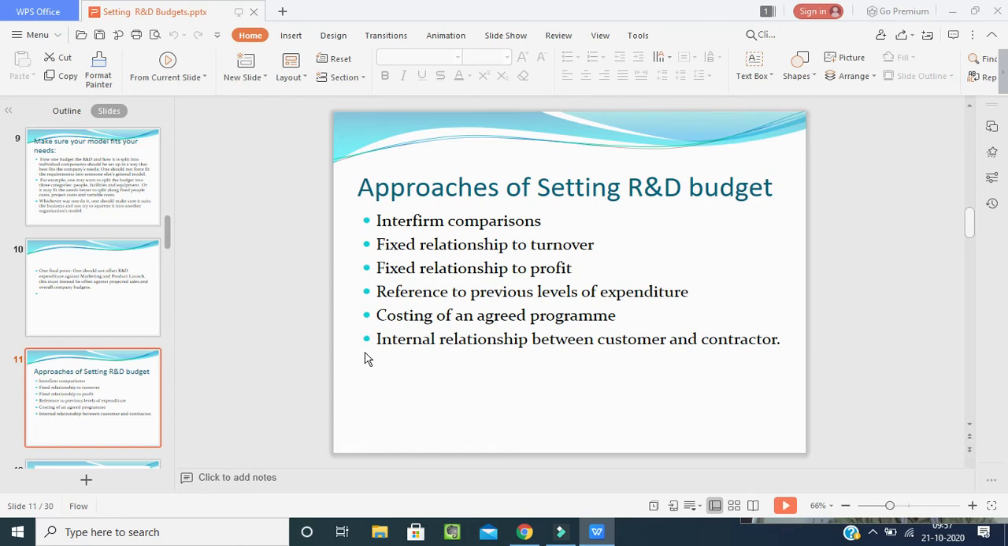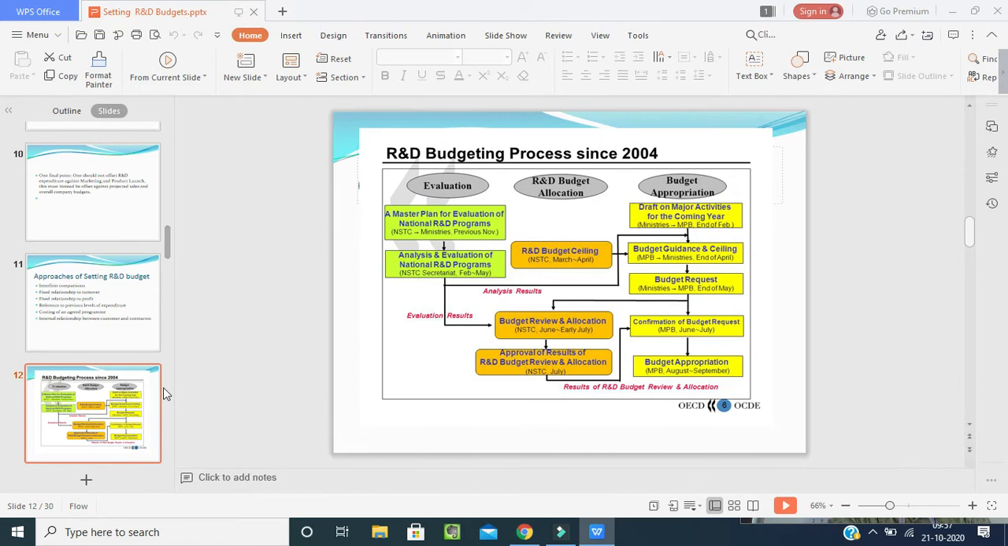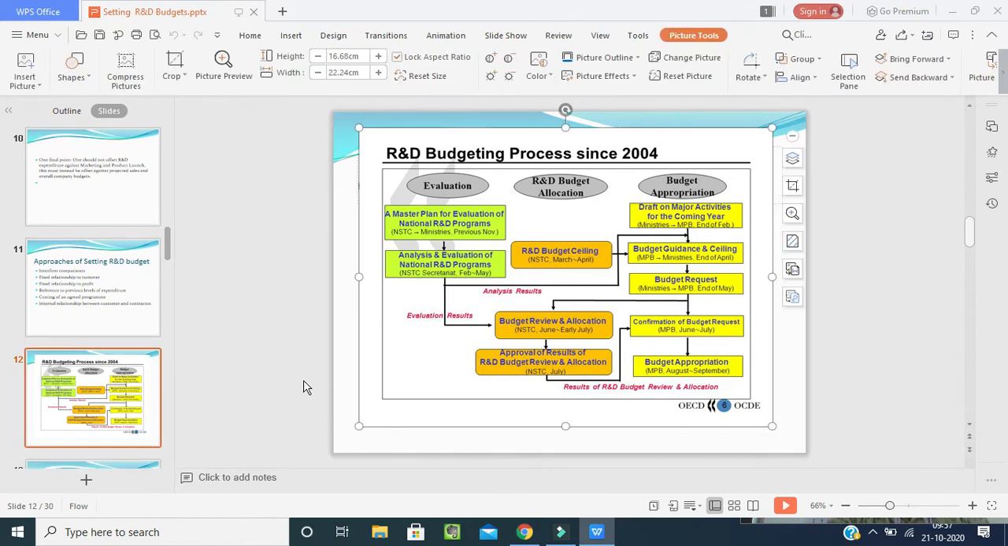Now, here are some of the approaches of setting the R&D budget: inter-firm comparisons, fixed relationship to the turnover, fixed relationship to profit, references to previous levels of expenditure, costing of an agreed program, and internal relationship between customers and contractor. All these are the approaches where the setting of the budget for R&D is taking place. If you see the diagram on the screen, you can understand how the evaluation will take place, how R&D budget allocation will take place, and how the budget appropriation is taking place, and what is the result of it from the starting of the year to the ending of the year.